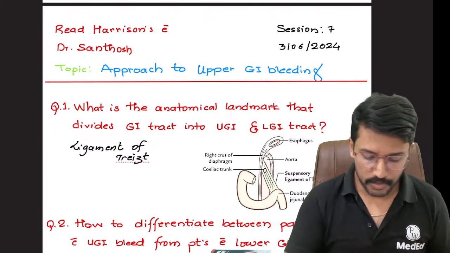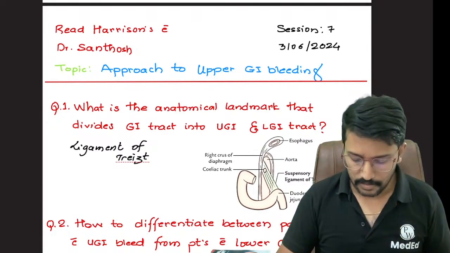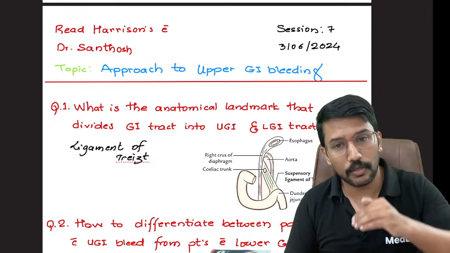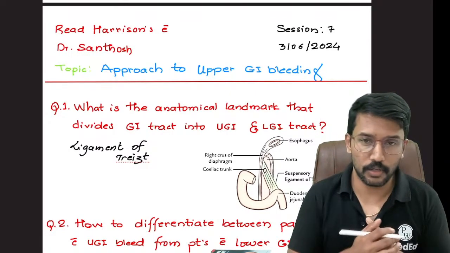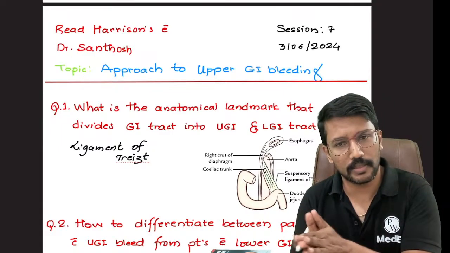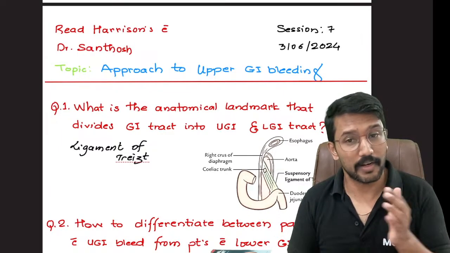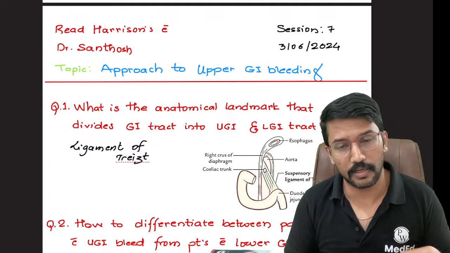So when we do upper GI endoscopy, the endoscope can reach mostly easily and comfortably up till the ligament of Treitz. Advancing the endoscope beyond this point is a skill. Not all gastroenterologists can do it. Maybe to some extent, as you gain experience as a gastroenterologist, you will be able to do it. But the rest of the GIT will not be visualized by upper gastrointestinal endoscopy.